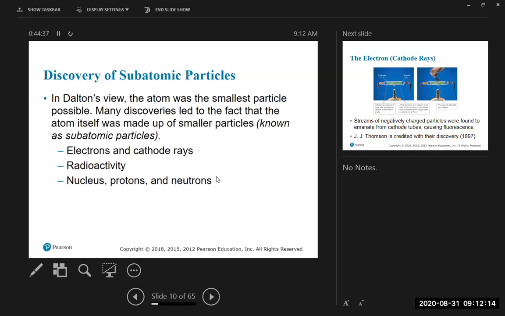These smaller particles are known as subatomic particles. Subatomic just means smaller than an atom. So we're going to talk a little bit about electrons and how they were discovered through cathode rays, radioactivity, and then also the nucleus of the atom, with the protons and neutrons.